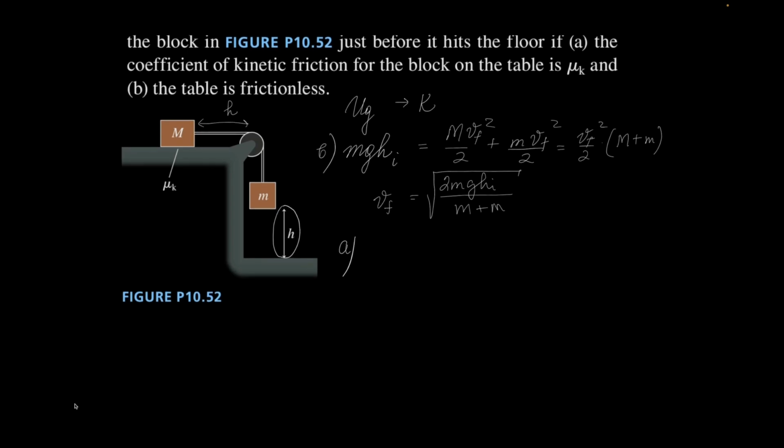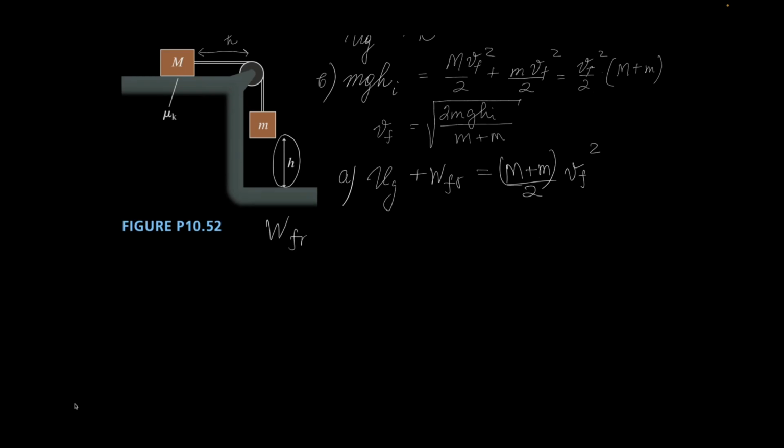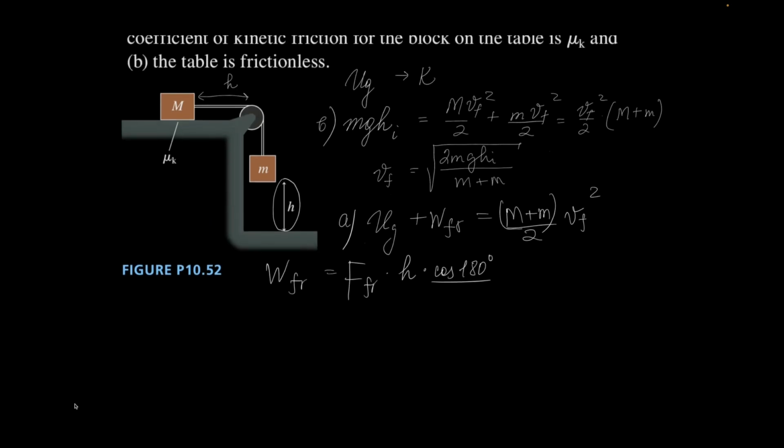As far as A goes, then I would have to say UG plus work of friction will be my M plus m over 2 v final squared. Now, work of friction is going to be force of friction times h, because that's the distance traveled, times cosine of 180. So ultimately that gives me a negative. Force of friction is going to be, since it's the capital M, Mg times mu k.